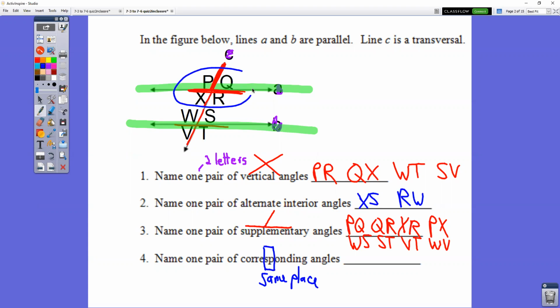Remember that you have an upper half set of angles and a bottom half set of angles. You're looking for angles, for example, in the top left and top left, which would be P and W. Top right, which would be Q and S. Bottom right, that would be R and T. Bottom left, X and V. So on the quiz, you will have to name pairs of angles like that.